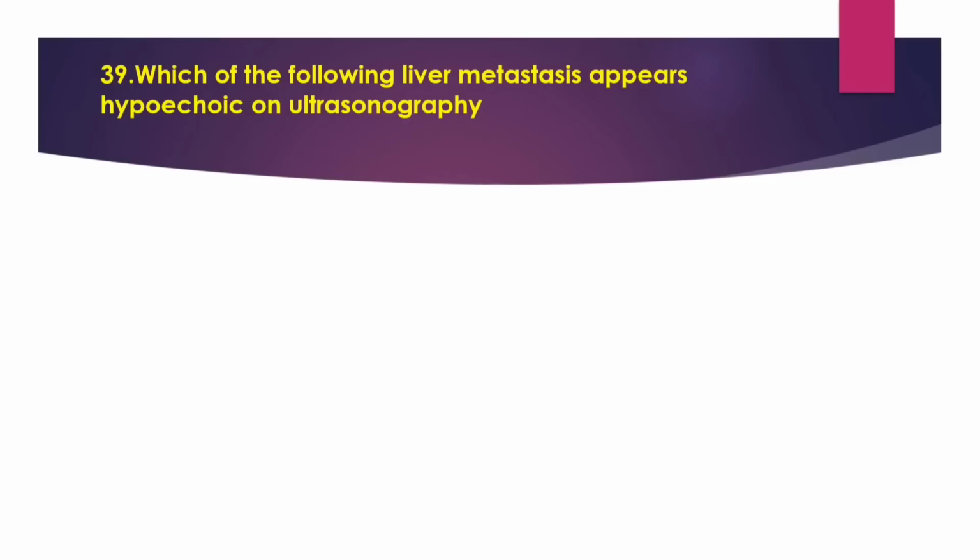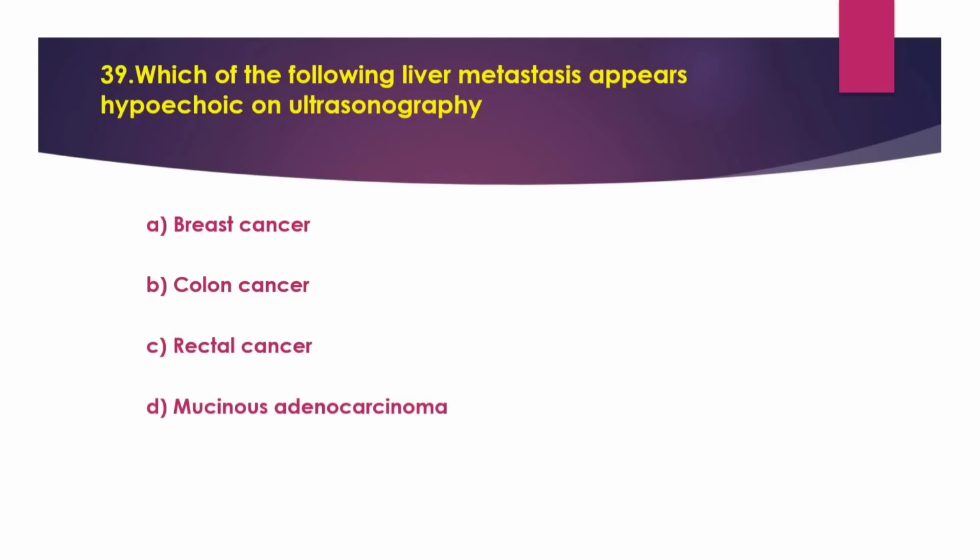Which of the following liver metastasis appears hypoechoic on ultrasound? So there are 3 echogenicities in ultrasound, that is anechoic, hypoechoic, hyperechoic. Now let's see the options. Option A breast cancer, option B colon cancer, option C rectal cancer, and option D mucinous adenocarcinoma. So which of the following liver metastasis appears hypoechoic? The answer is option C, rectal cancer.